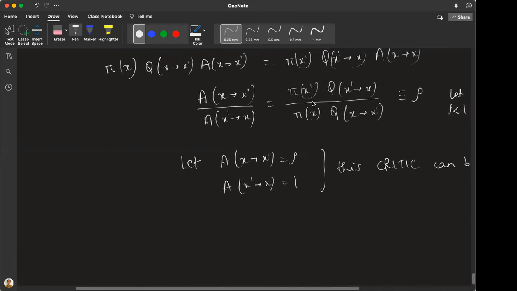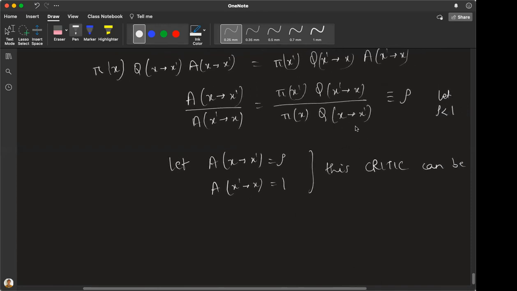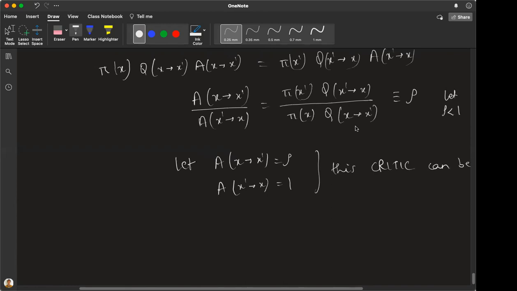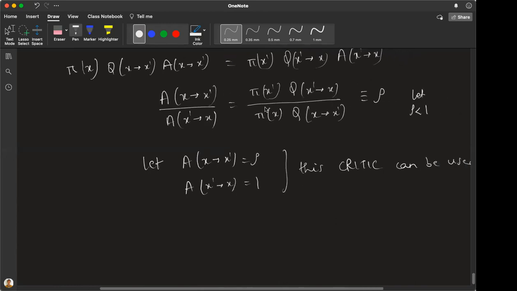Now it can so happen that this ratio is larger than 1. Then what will I do? Same thing, you take x prime to x as rho. Basically, let us say rho is still less than 1, but this ratio comes out to be, let's say 1. Or else you can say if this rho is larger than 1. So what will you do? You cannot take your A of x to x prime as equal to rho, because then rho is larger than 1. How can a PDF be larger than, probability be larger than 1?